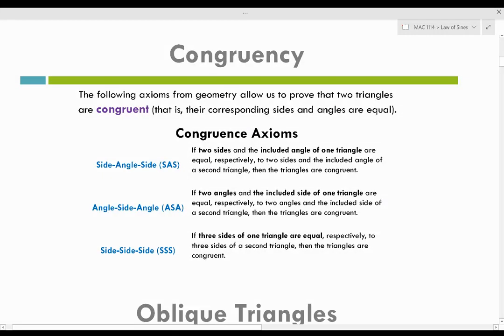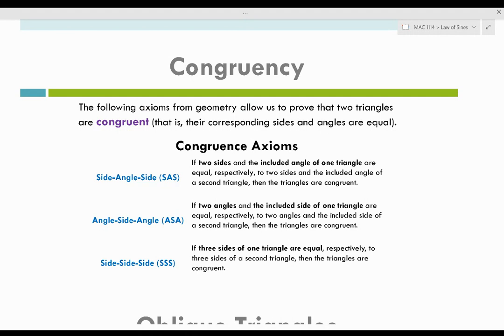Some of you have taken geometry before, but just in case you don't remember congruency, we're going to go over these 3 common congruency axioms that you would have covered in geometry. The following axioms from geometry allow us to prove that 2 triangles are congruent, which means that their corresponding sides and angles are equal. The first is side angle side, which we abbreviate as SAS. It says if 2 sides and the included angle of one triangle are equal, respectively, to 2 sides and the included angle of a second triangle, then the triangles are congruent.